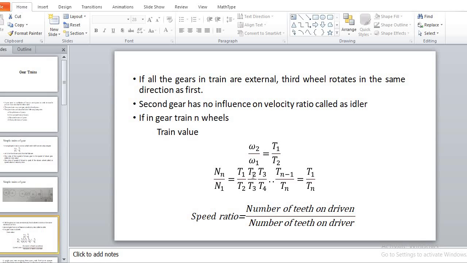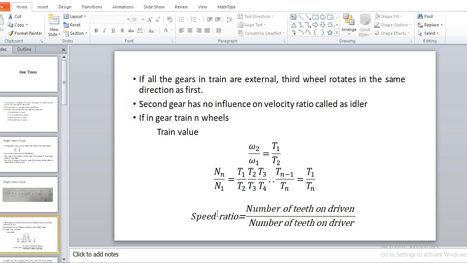T1 by T2 into T2 by T3 into T3 by T4, like that, up to Tn minus 1 divided by Tn. So these terms, the second gear, third gear, and Tn minus 1, these are the intermediate, the idler gears. These are removed, and the only remaining term is T1 by Tn. So this is the train value, and speed ratio is opposite to this.